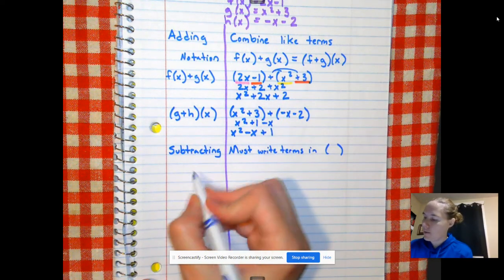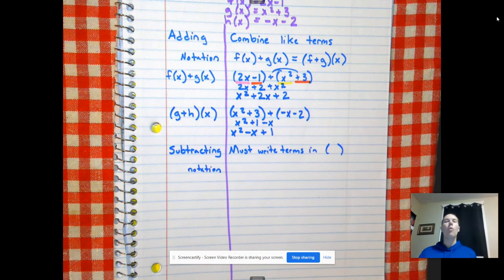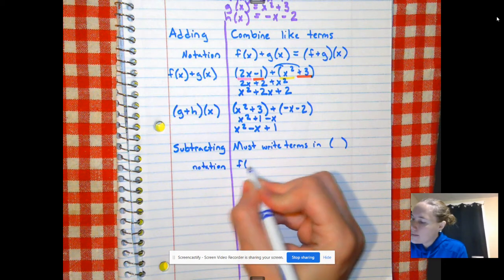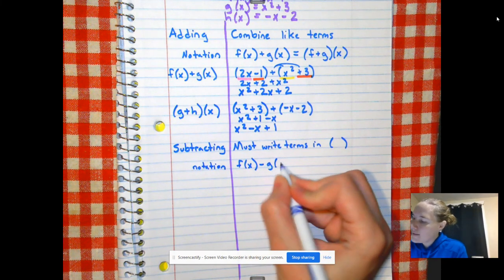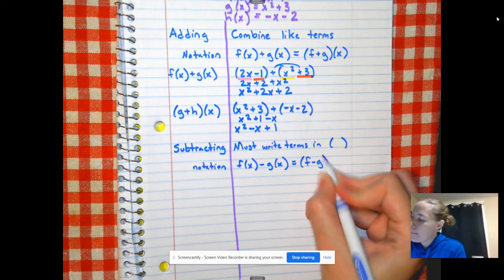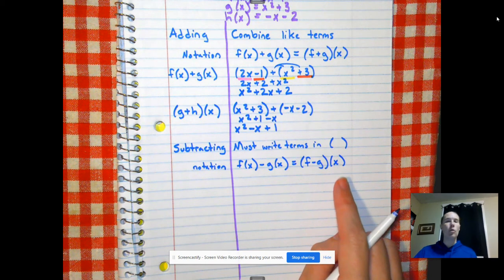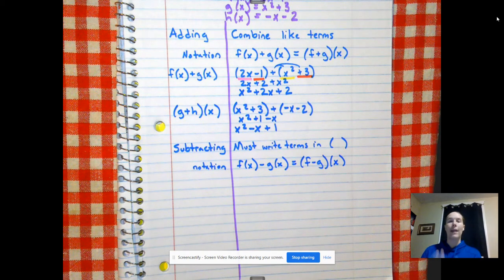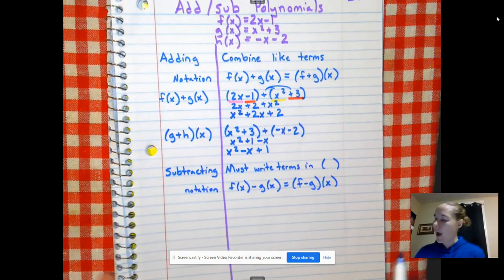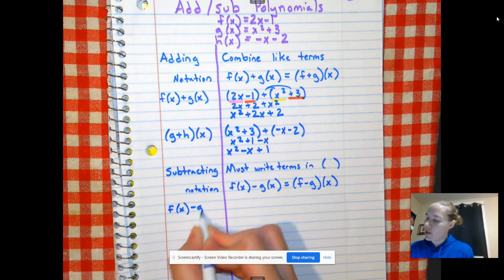So our notation for subtraction is quite similar to that of addition. We can have f of x minus g of x. It's the same thing as f minus g of x. Remember that x on the outside, you do not multiply. It is just the variable that's attached. So let's try this. Let's first try to do f of x minus g of x.